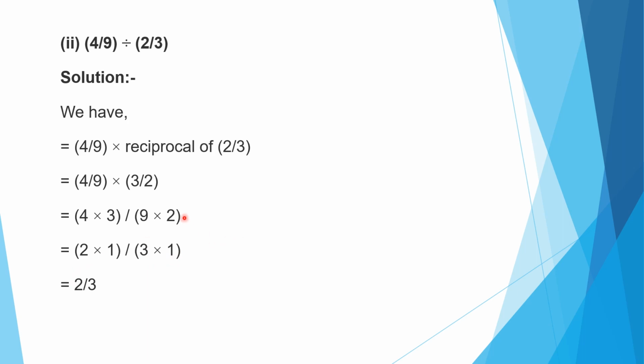Why this 2? We have cancelled this 2 with the 2 table, 2 and 4. And these 3 and 9 we have cancelled with the 3 table. 3 1s are 3 3s are. Clear? Then 2 1s are 2 and 3 1s are 3. Answer is 2 by 3.